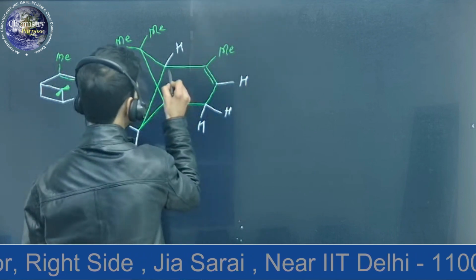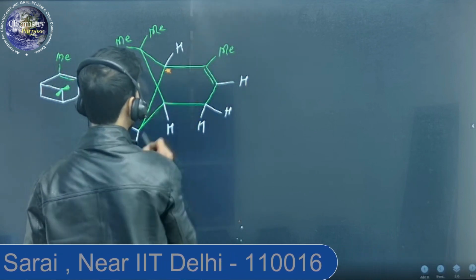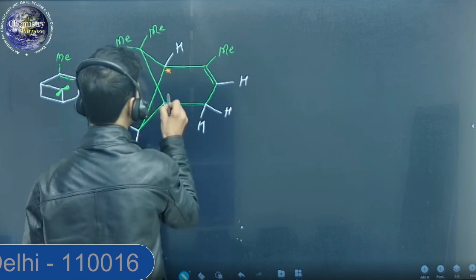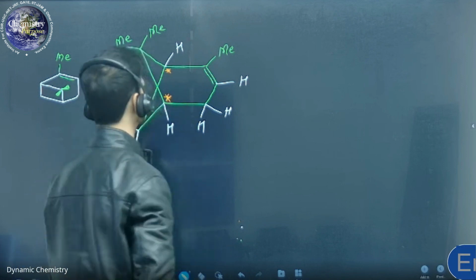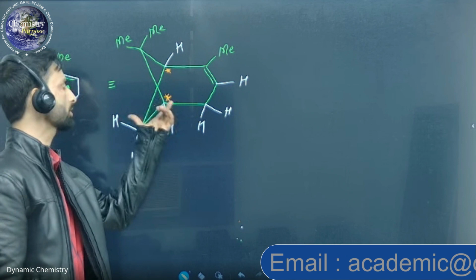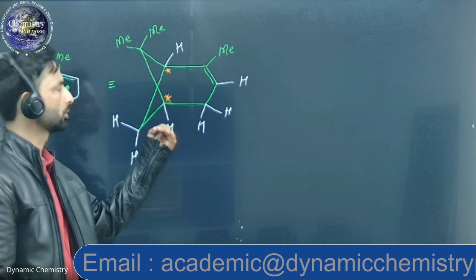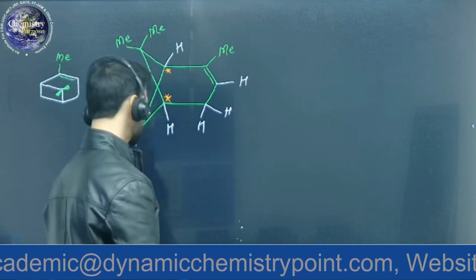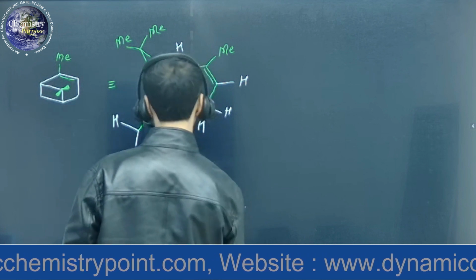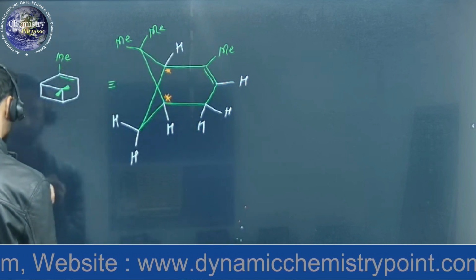Is there any chiral center? Yes, indeed. This one is a chiral center, beyond any doubt, beyond any question. This one is also a chiral center because this carbon has four different atoms or groups. Am I correct? Before going into detail, let me remind you of one thing.